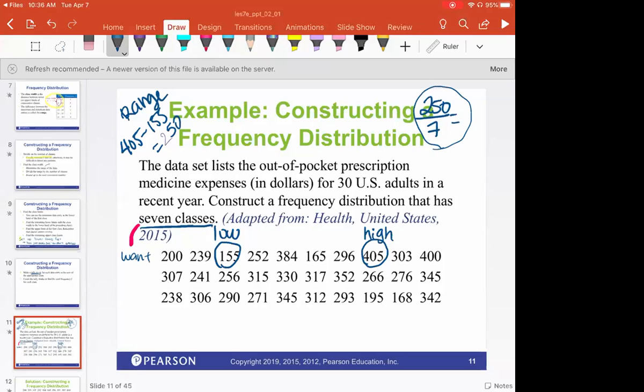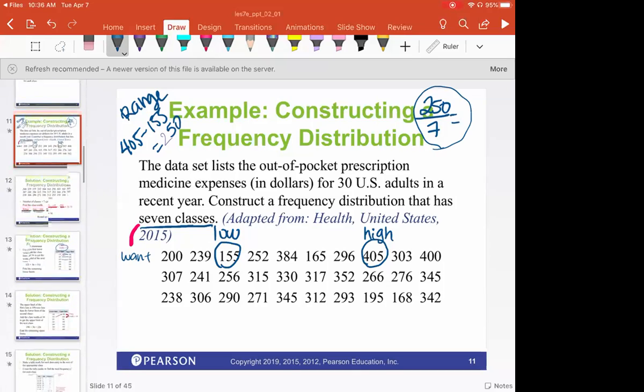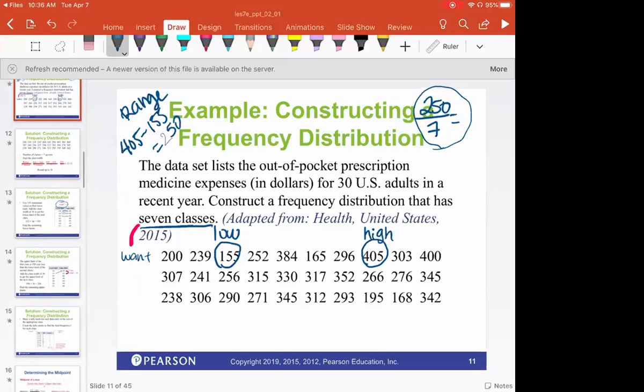And once I figure that out, I will be able to go from there and determine the size of each class. So my highest number is 405. My lowest number is 155. I subtract them to get 250 and I divide by 7. That 7 comes from the 7 classes that I want. Now here's everything worked out much neater.